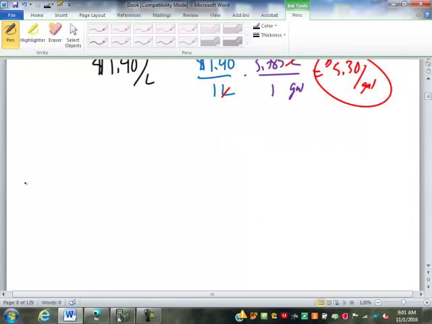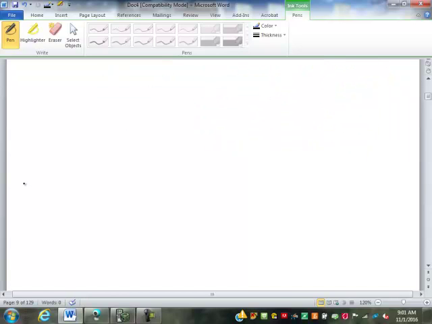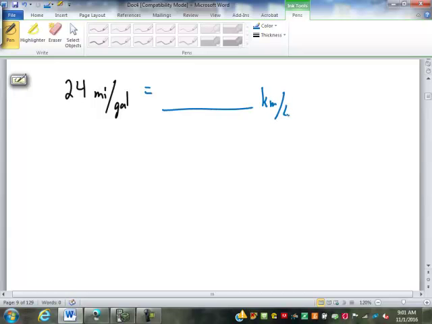Let's say your car's getting 24 miles to the gallon. That'd be nice. I got 8.9. Ouch. I'm guessing a truck. 94 Chevy, small block 350. Let's figure out how much that is in kilometers per liter. What would your equivalent mileage be?